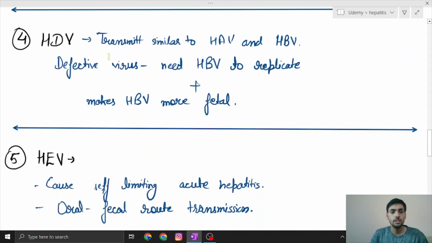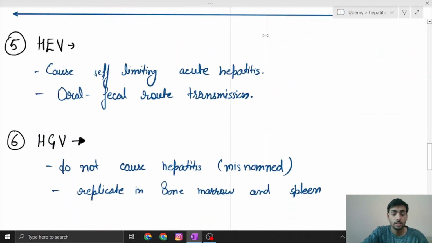Then comes HDV, hepatitis D virus, which we call a defective virus because it cannot do anything if it's alone in the host. But if hepatitis B comes along with it, then this HDV can replicate and makes the hepatitis B virus even more fatal for the patient. Its transmission method is similar to HAV and HBV, meaning sexual, blood transfusion, organ transplant, and the vertical method also.